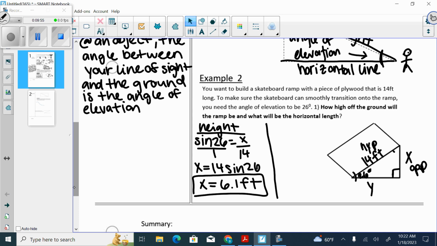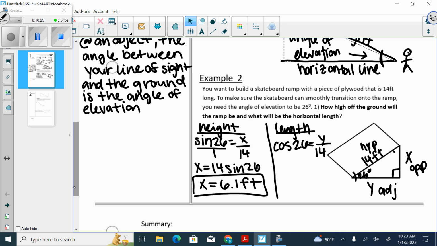The other thing they asked for was the horizontal length. So that's this piece here. Where is y in respect to that 26-degree angle? Adjacent. So which ratio do we want to use here? Cosine? Okay. All right, so to find length, I have cosine of 26 degrees is equal to adjacent over hypotenuse.